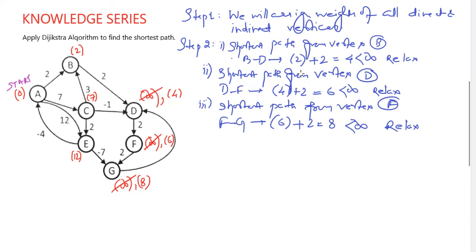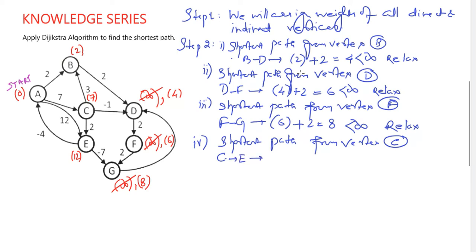Now what is remaining? F is over. Now the next condition is what? G, C and E. Among G, C and E, we find C is smaller compared to the other two. So we go with the shortest path from vertex C. So we write C to E, one link is going out.